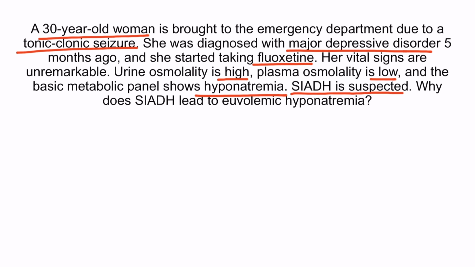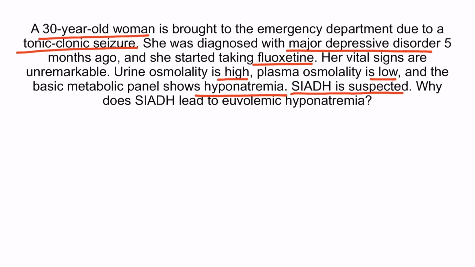SIADH is the state of abnormally elevated antidiuretic hormone. Antidiuretic hormone, also known as ADH, leads to free water retention. Water retention in turn suppresses the renin-angiotensin-aldosterone system. Aldosterone normally reabsorbs sodium from the collecting tubule. Therefore, low aldosterone leads to increased urinary sodium excretion along with extra water.